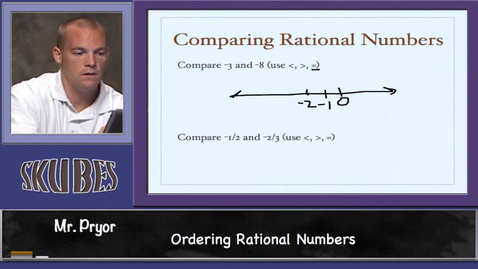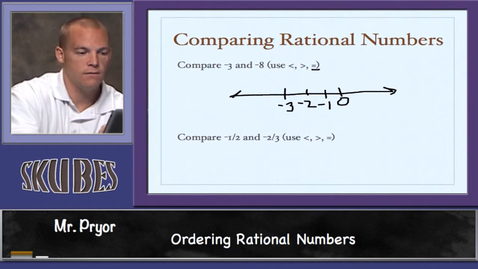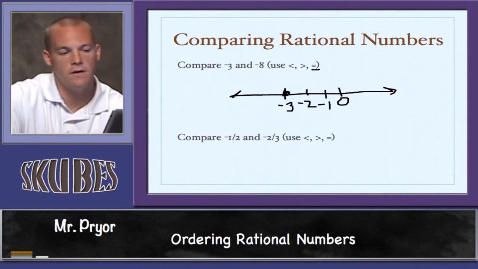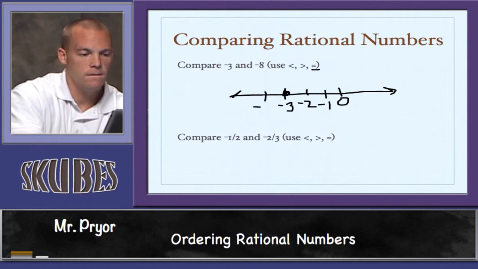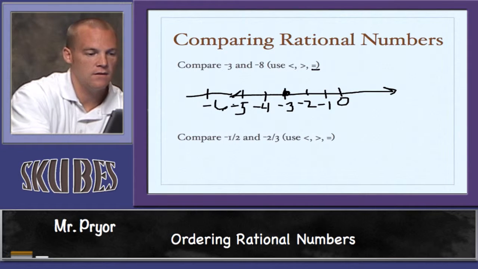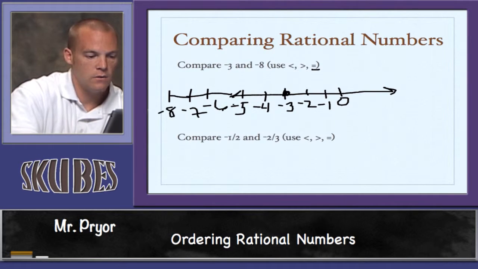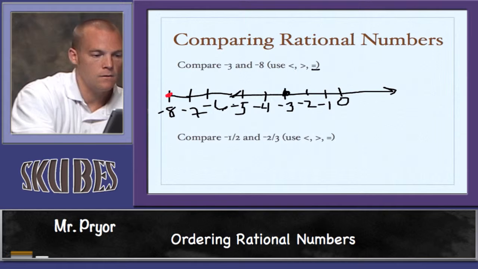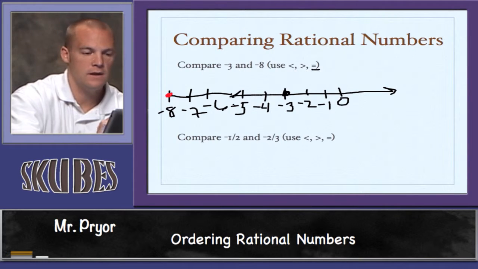-2, then -3. -3 is going to fall right here on our number line, and as we continue, we're going to see -4, -5, and I'll extend my line here, -6, -7, and then finally out here -8. I want to show you here, marked with red, that we have -3 and we have -8.